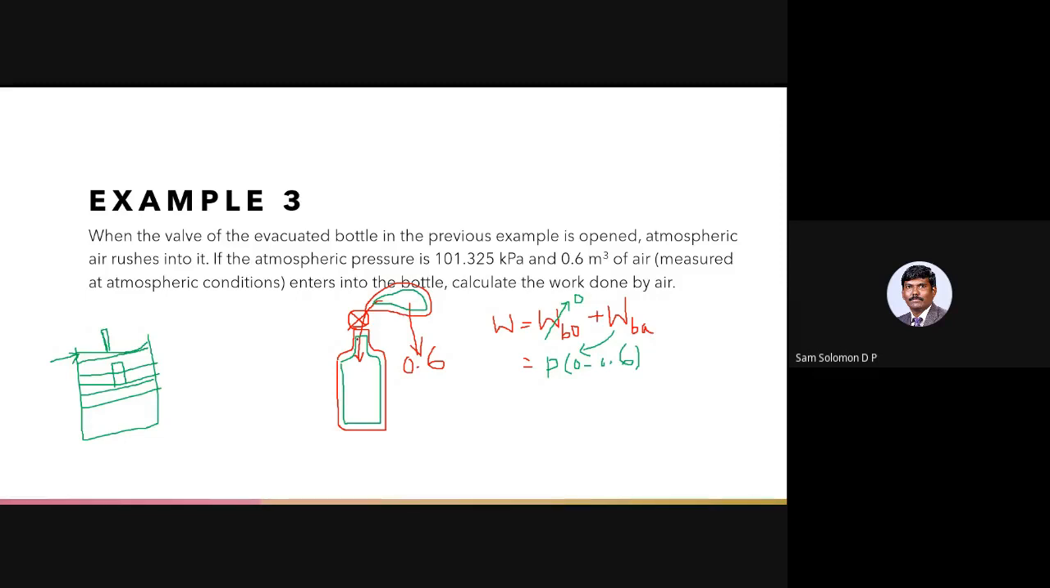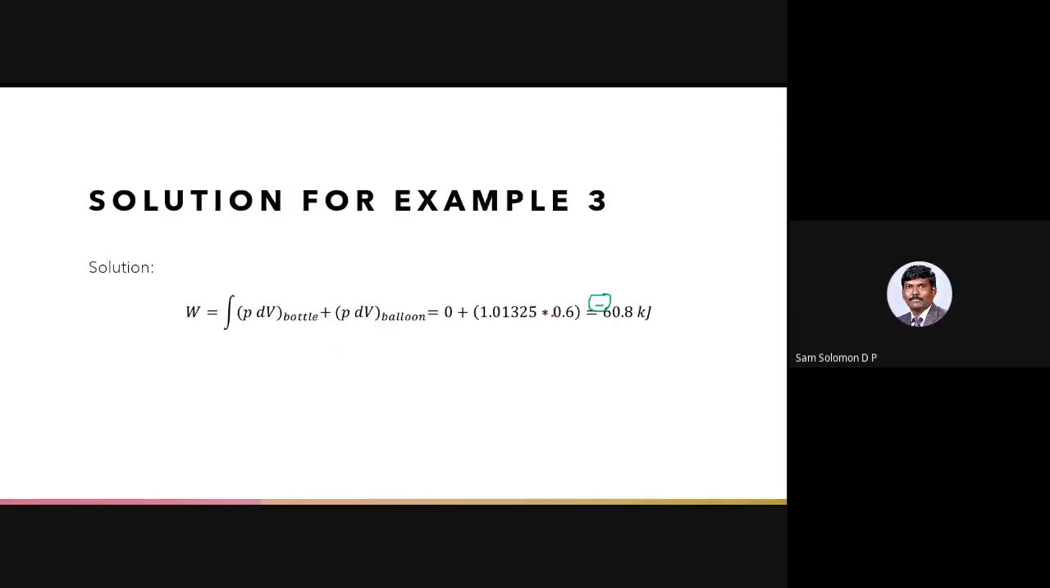But if you take this bottle, what about the initial volume of the bottle? Maybe 5 meter cube. They have not mentioned it. Just for an example, I'm saying 5 meter cube is the volume of the bottle. 0.6 meter cube of air has entered into the bottle. Is there any change in the volume of the bottle? No, sir. So is there any work done in the case of the bottle? Because there is no change in the volume of the bottle, in this case work done is 0. Is this example clear? Yes, sir. Okay, now let's go to the other example.